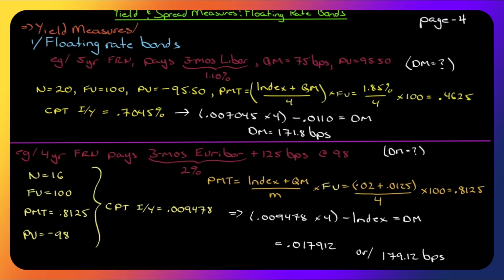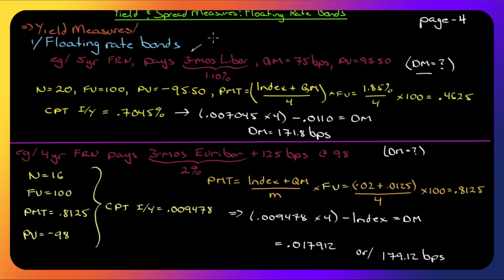Let's do our setup. A 5-year floating rate note pays 3-month LIBOR. The quoted margin is 75 basis points. It's currently priced at 95.50. What's the market got the discount margin at, given this setup? And let's assume 3-month LIBOR is 1.1%. So I know this is a quarterly bond because it's paying 3-month LIBOR. So I want to find my discount margin.